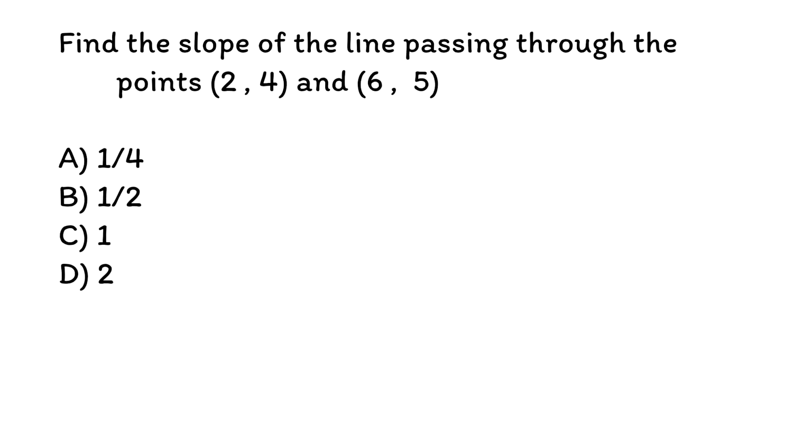Find the slope of the line passing through the points (2, 4) and (6, 5). A. 1 over 4. B. 1 over 2. C. 1. D. 2. The correct answer is A.